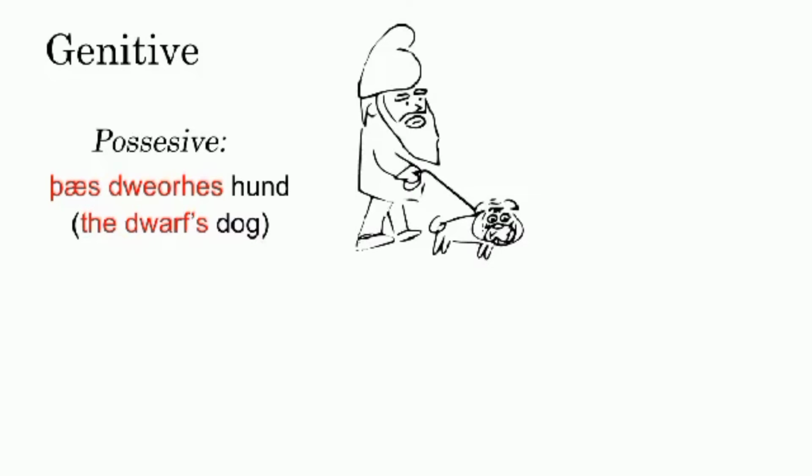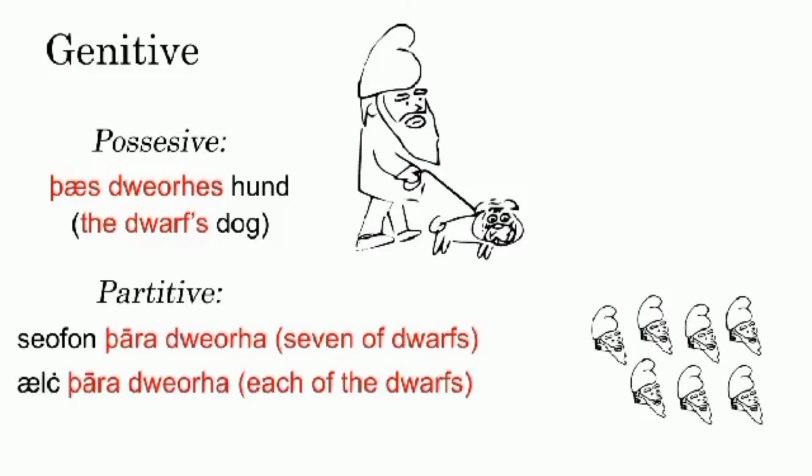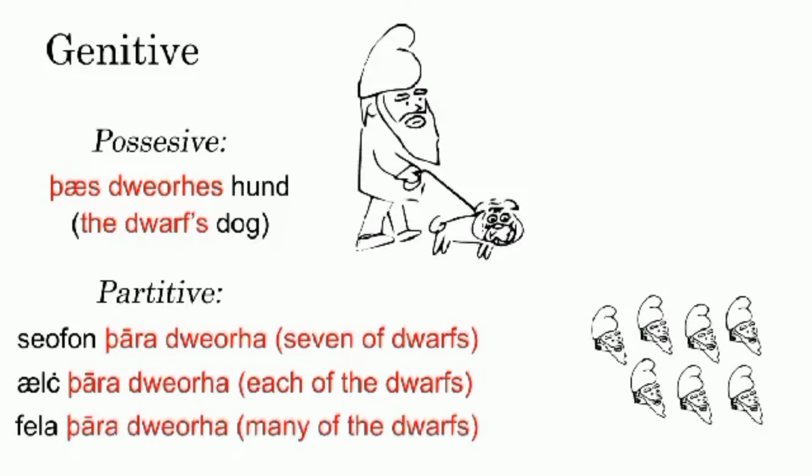Another frequently found use of the genitive is the partitive genitive. That is, a genitive form that is combined with a word expressing a number or quantity of things. For instance, rather than saying seven dwarfs, the Anglo-Saxons would say seven of dwarfs. "Seofon þara dwerga." Other words that trigger the partitive genitive are words such as "ælc," each, "ælc þara dwerga," each of the dwarfs, and "fela," many, many of the dwarfs.